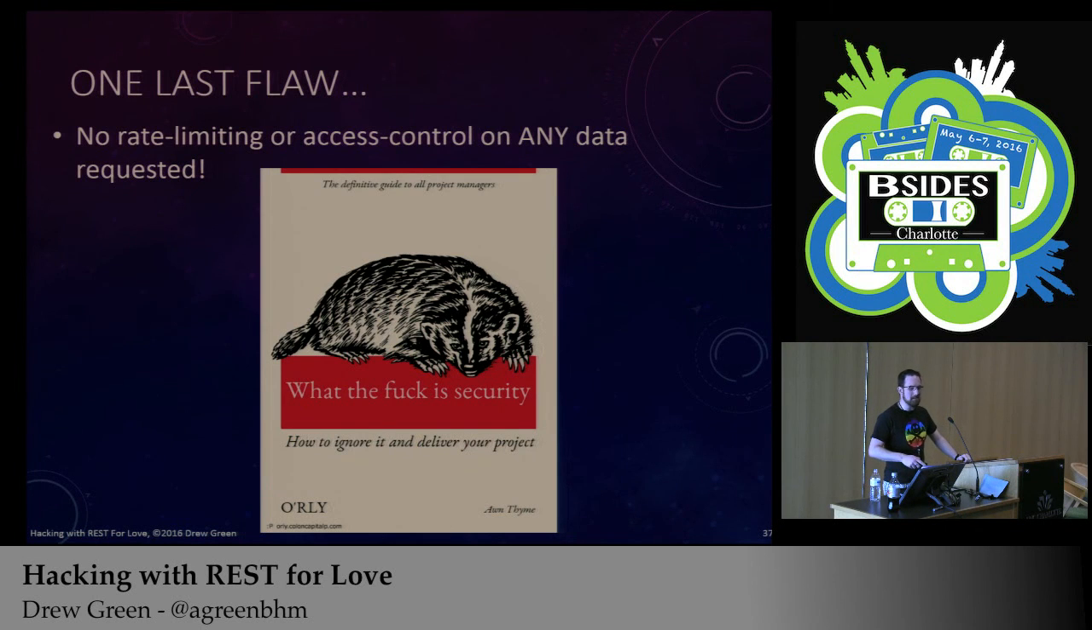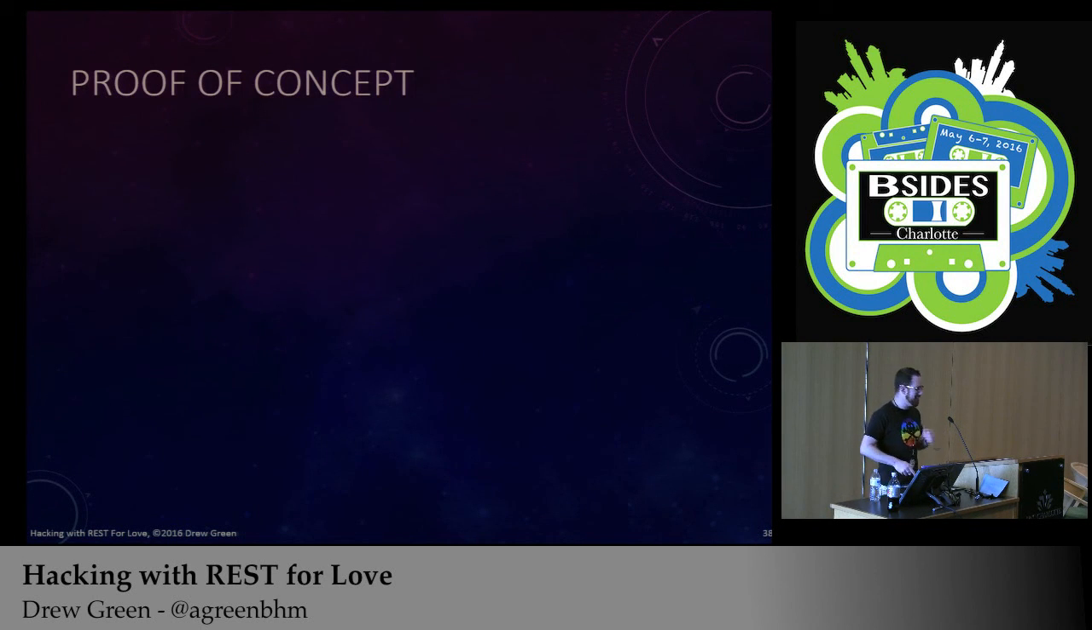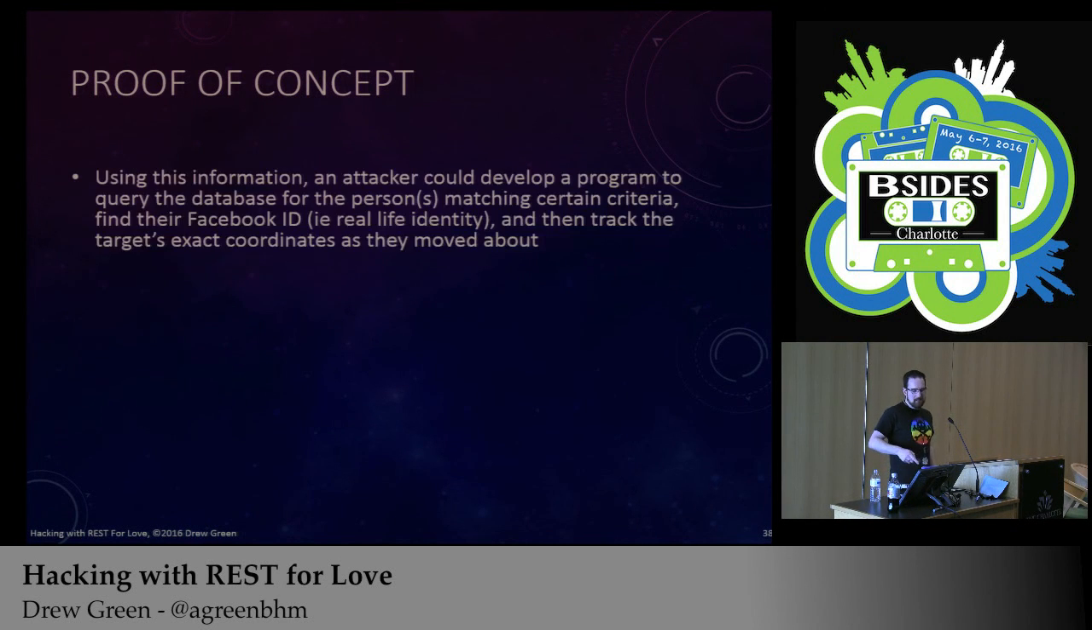So, using this, we had a little proof of concept. Using the information, an attacker could develop a program to query the database for the person matching a certain criteria, like I said, 25-year-old female, and find their Facebook ID, and then I can look them up on Facebook, and then I can track their GPS coordinates that get updated every few minutes. I have a tracking app for people that fit whatever criteria I look for.